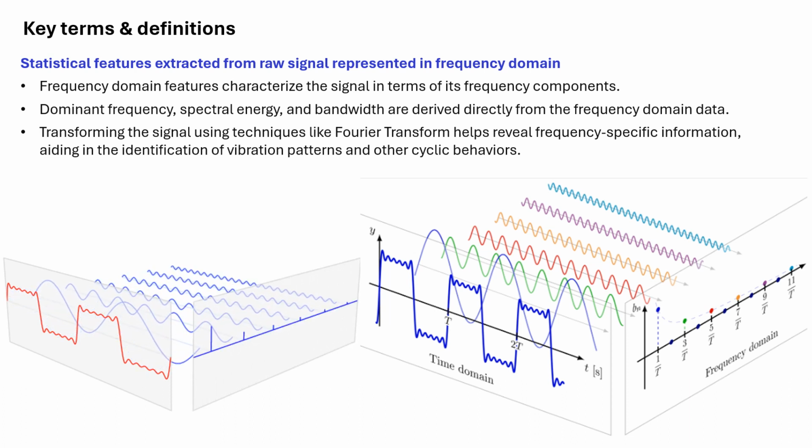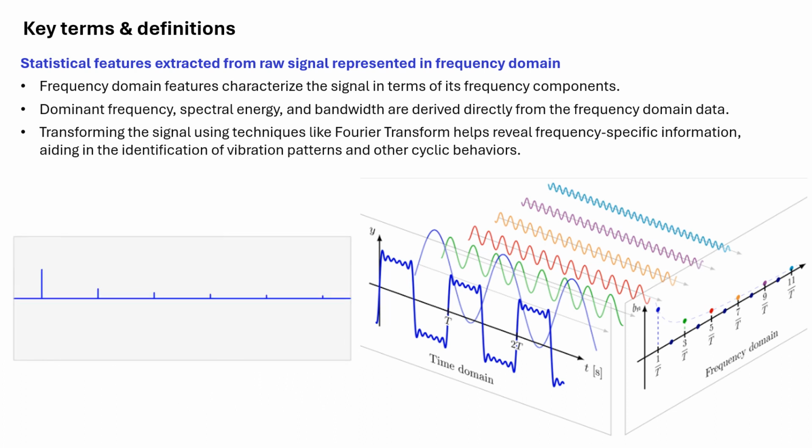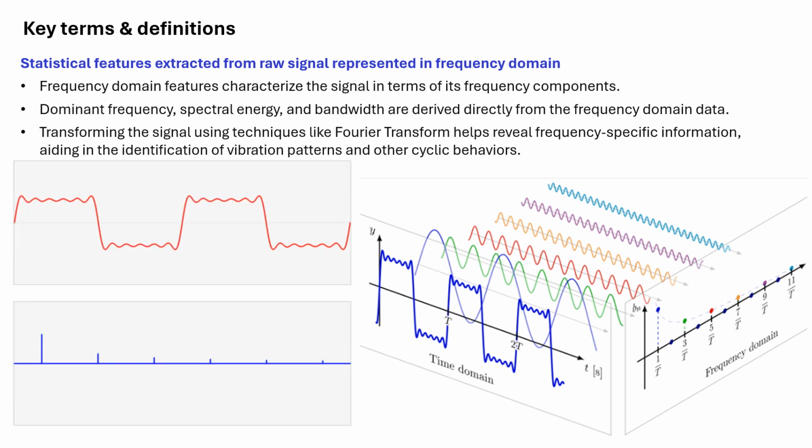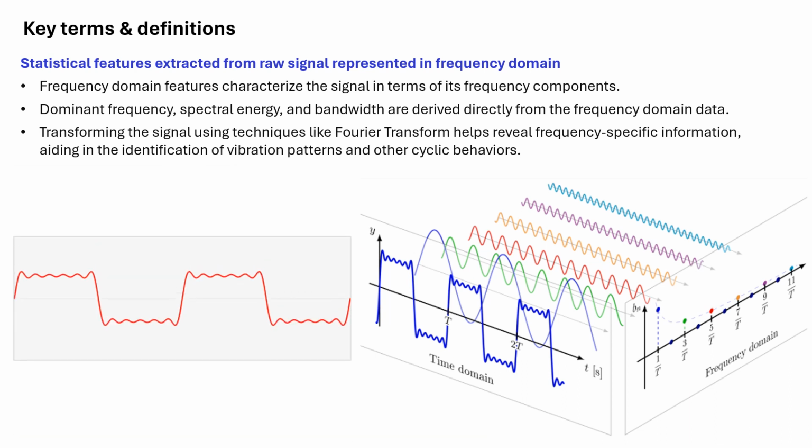Bandwidth is another crucial feature derived from the frequency domain. It refers to the range of frequencies over which the signal exhibits significant energy. A narrow bandwidth indicates a concentrated set of frequencies, while a broader bandwidth suggests a more spread-out distribution. Understanding the bandwidth helps in identifying the breadth of frequency components present in the signal.